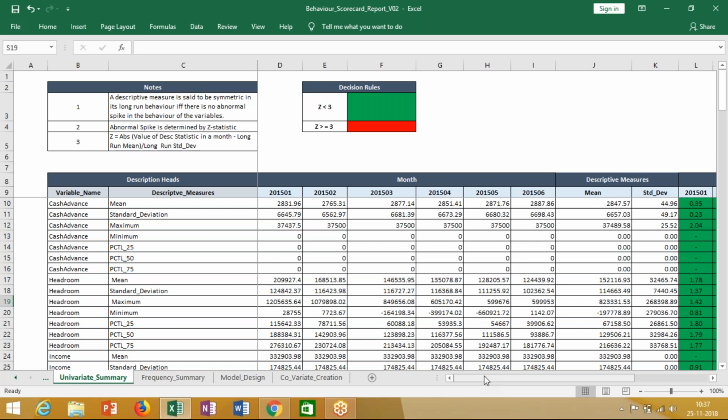So now once you have done this exercise, you can see that you now have a data set which is free of missing observations and free of any abnormal behavior in the variables. So at the end of this, you have a proper data quality exercise.